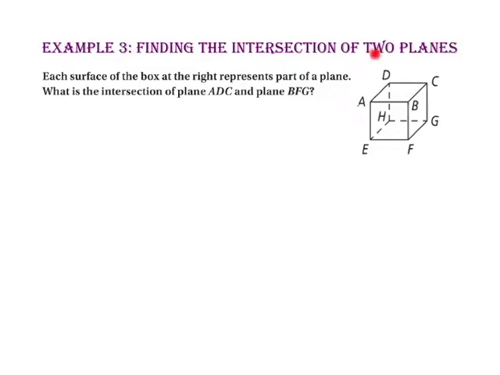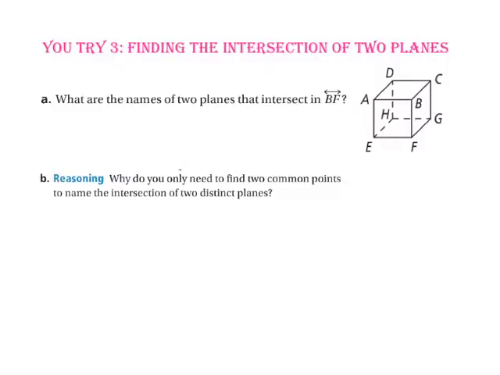In example 3, each surface of the box represents part of a plane. What is the intersection of plane ADC and plane BFG? Well, here's plane ADC and here's plane BFG. The intersection of those 2 planes would be the line where they touch, which would be line BC. Pause the video and do your try number 3.